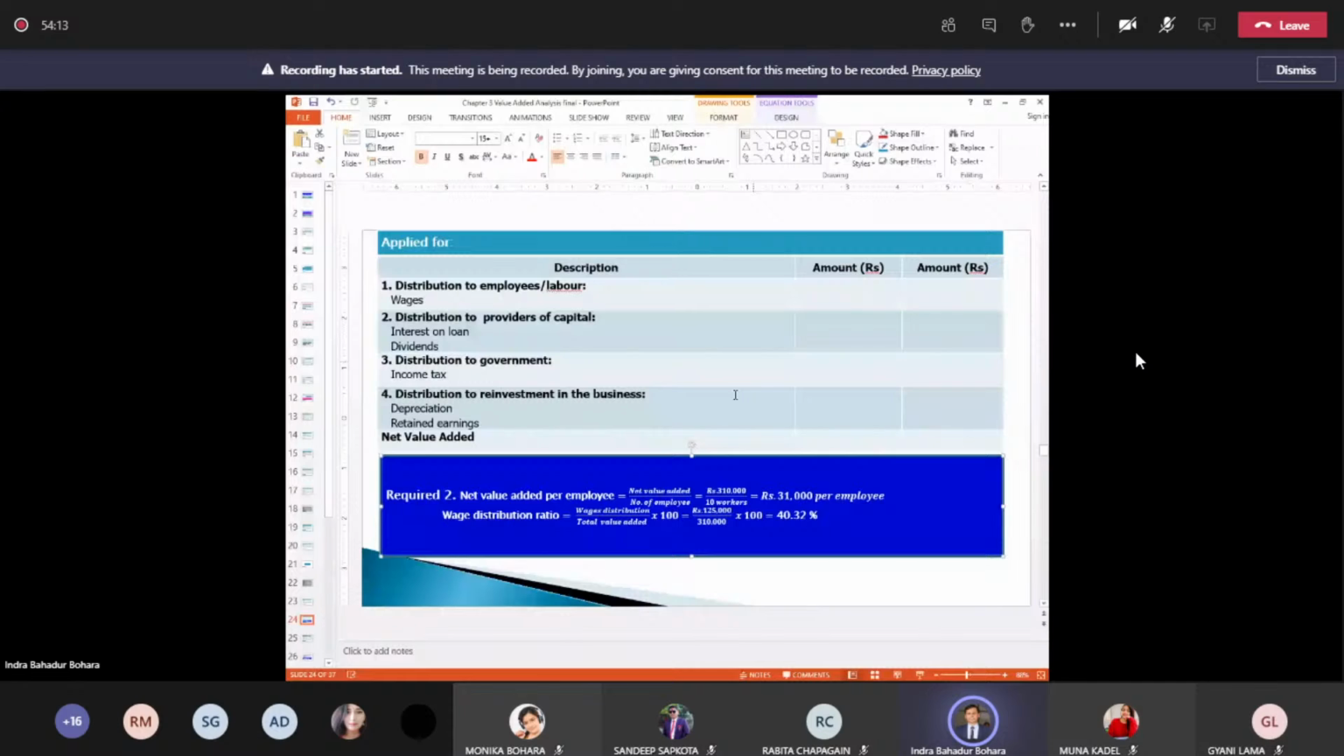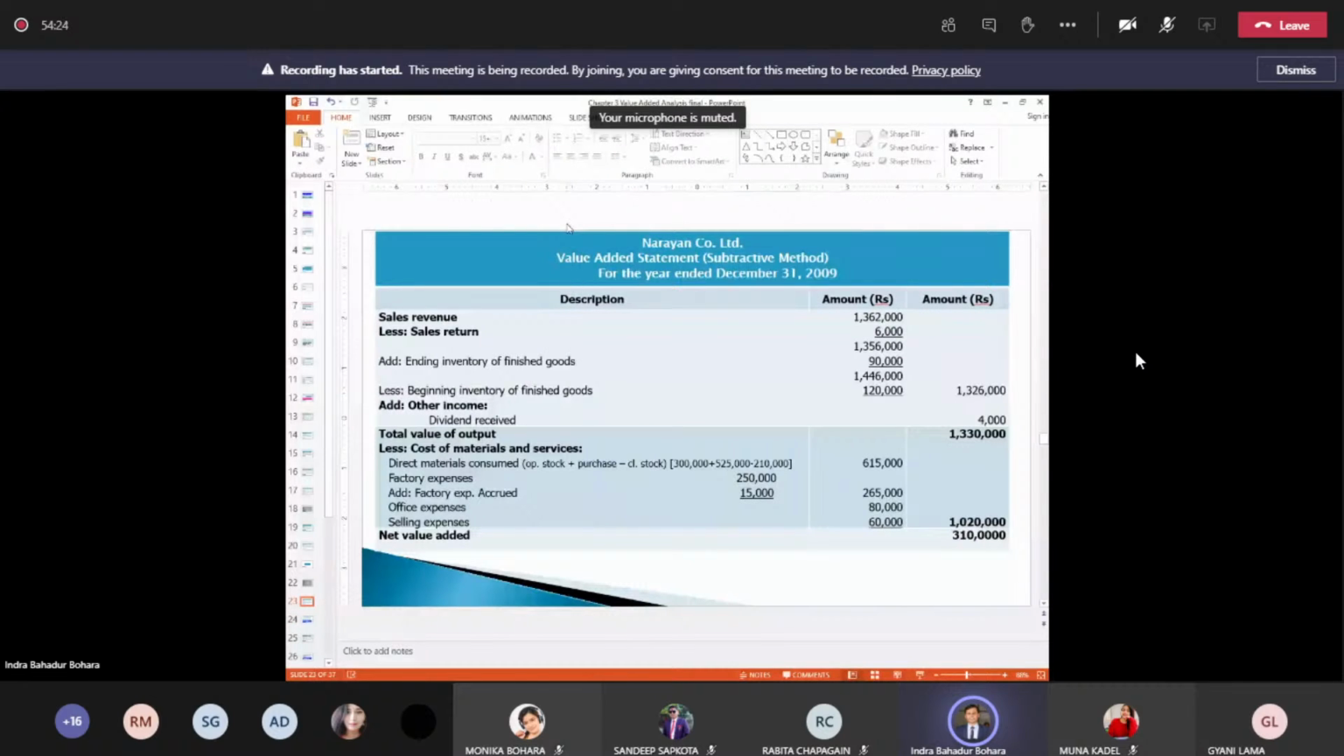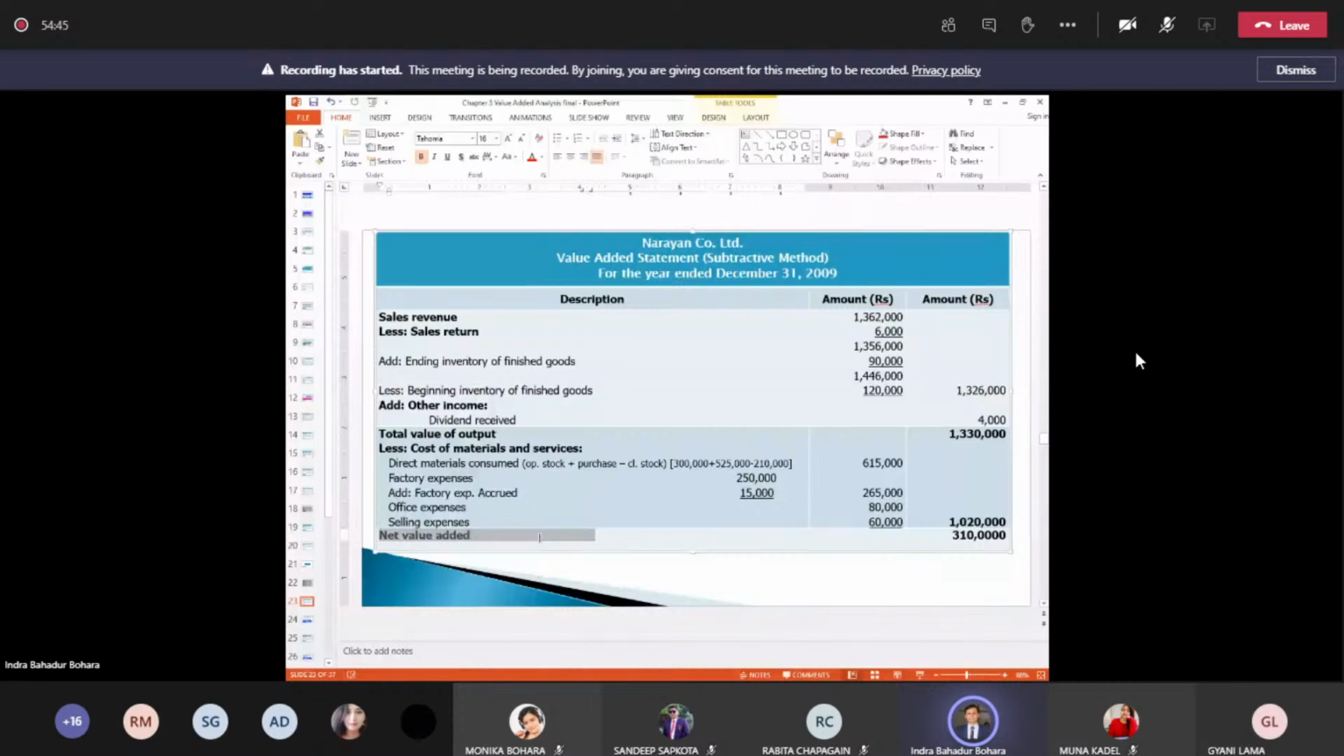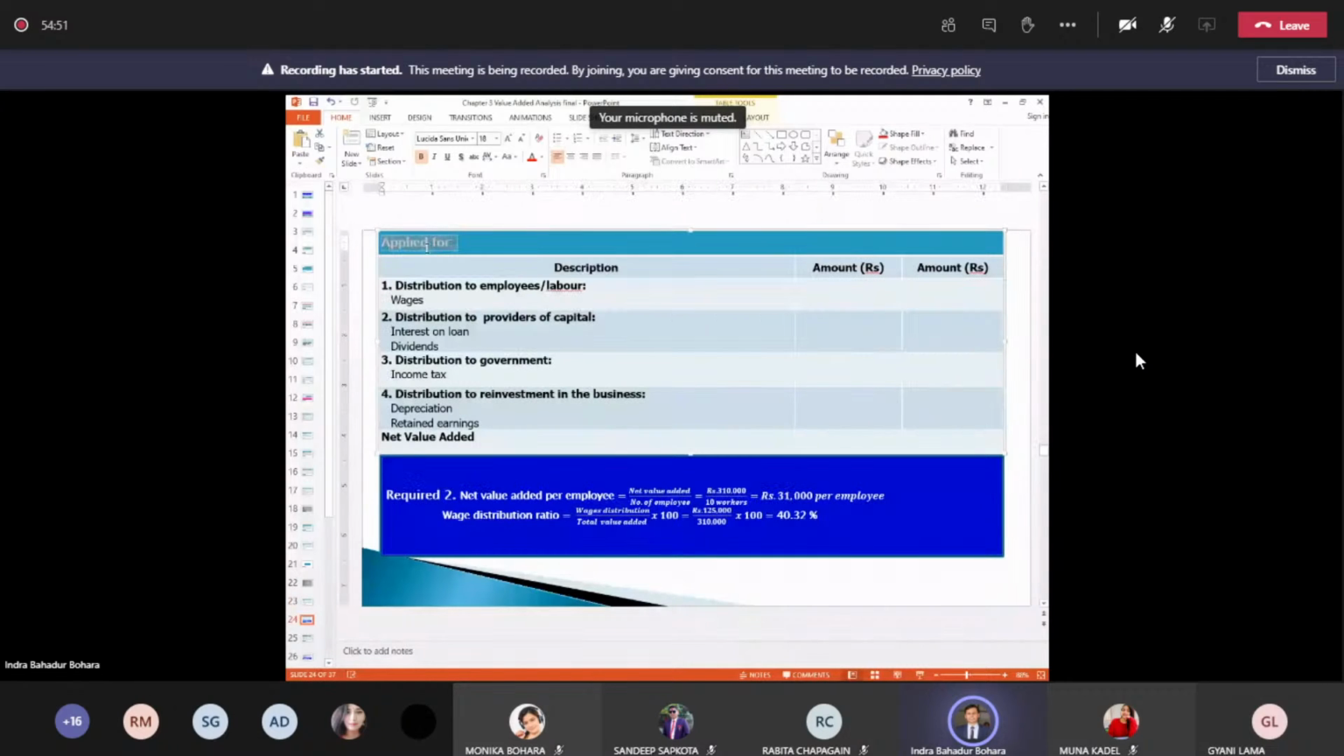But if you are asked to prepare the value added statement under the subtractive method, you prepare the first format: company name, value added statement under subtractive method for the year ended date, and you find out the value added by deducting the cost of material and services from the sales. If you are only asked to prepare the value added statement, in such condition, you prepare it under subtractive method and calculate the value added. Then continue just below that line after calculating net value added. In the next line, you write distribution to or applied for.